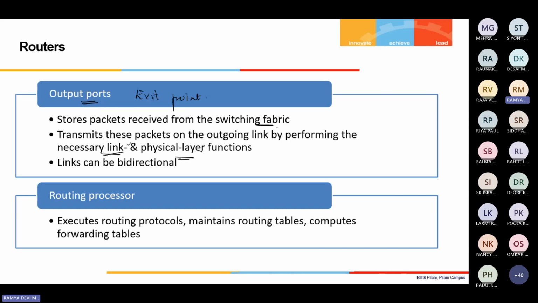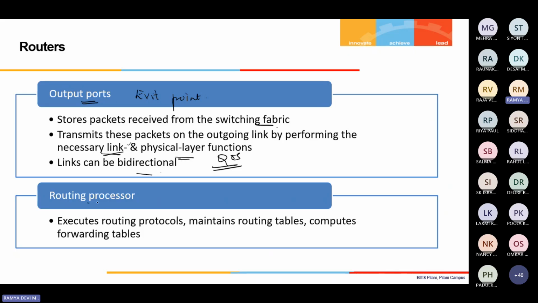The outgoing link can be bidirectional, so it can both send and receive data packets. Output ports will prevent packet loss by managing congestion before buffers overflow. They will schedule packet transmission all together to ensure quality of service. Many fairness algorithms are there for controlling the traffic.